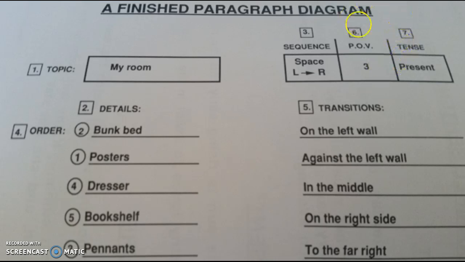And the last step is number 7, which is picking our tense. Here, present tense was picked. You would have present, past, or future. Make sure I say them correctly. All right, so this is going to be your paragraph diagram that you're going to use. This is the finished version that we have for the My Room topic.